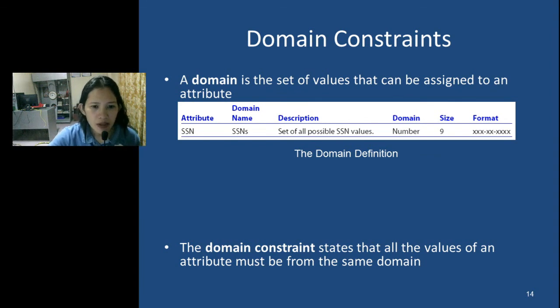The domain constraint states that all the values of an attribute must be from the same domain. So for example, since the domain of SSN is number, you cannot enter a string or a character to the SSN attribute. That will violate the domain integrity constraint.